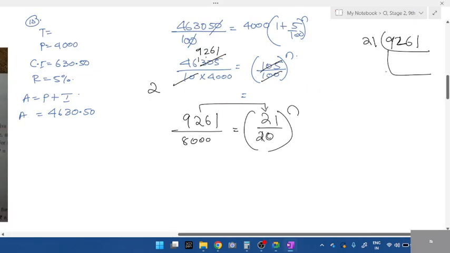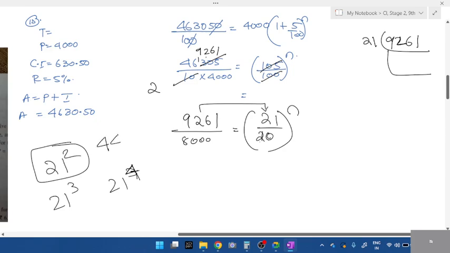Okay, listen. If you're finding it tough, I'll teach you one more trick. What's the value we got here? 21 and 20, right? So the power will definitely be 21 square, 21 cube, 21 to the power of 4, like this, students. So we know what is 21 square. What is 21 square? 21 square is 441, right? So it is not 21 square. Try multiplying 21 cube.